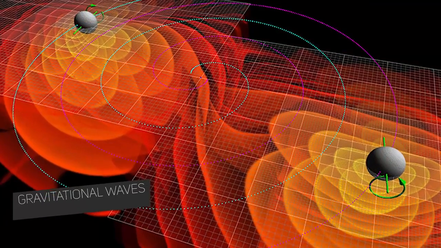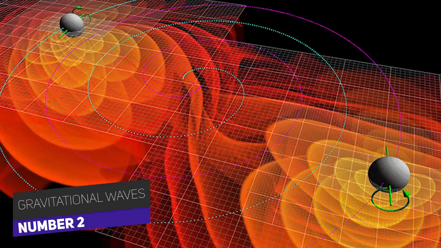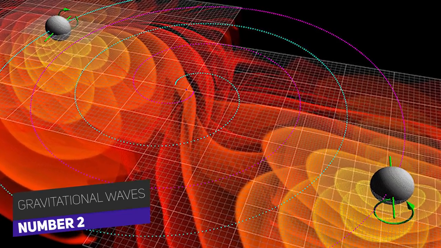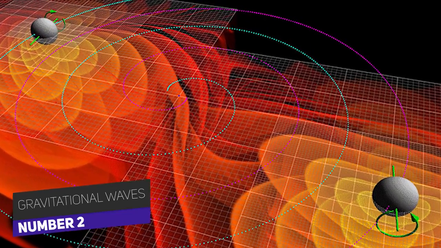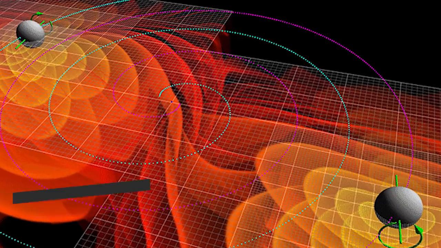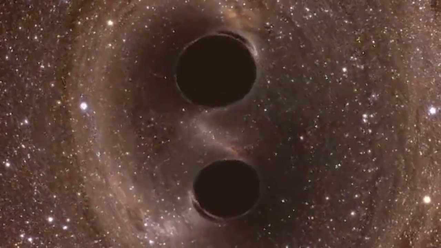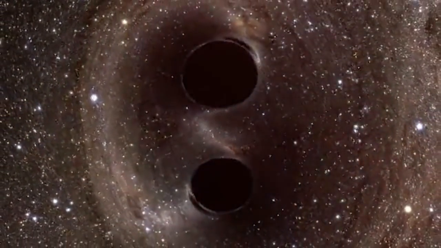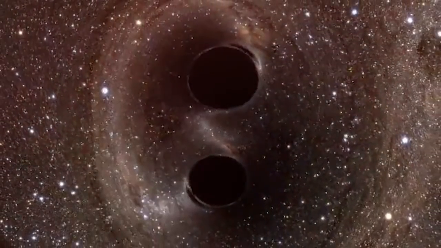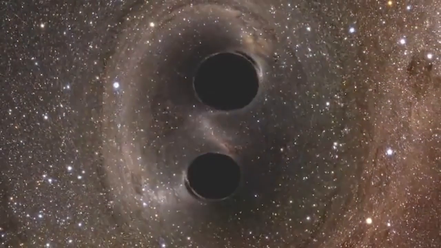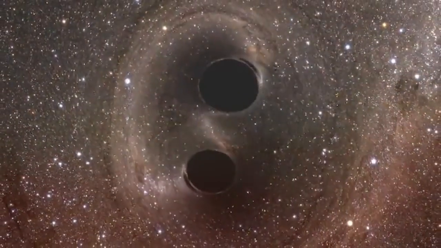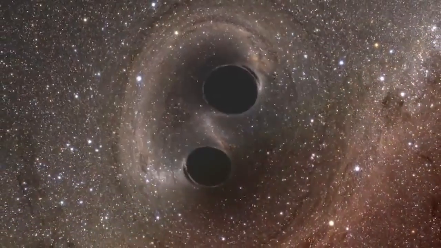Number 2. Gravitational waves. Physicists working with a powerful observatory detected ripples in space and time created by 2 colliding black holes, confirming a prediction made by Albert Einstein 100 years ago. These ripples in the fabric of space-time were called gravitational waves and were created by the merger of 2 massive black holes 1.3 billion years ago.